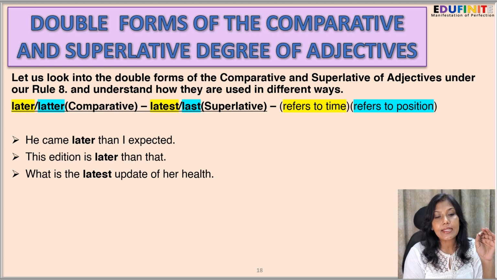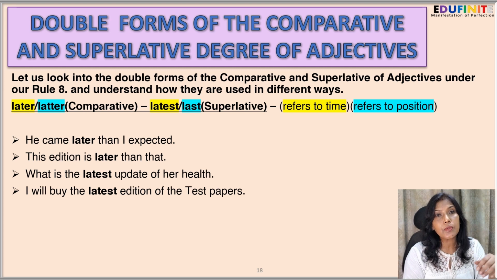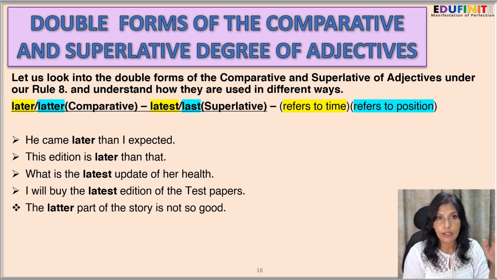What is the latest update of her health? Now this is the superlative form. So latest update means here, what is the latest news about her health? I will buy the latest edition of the test papers. So the test papers that are out in the market, I'll go and check the one that has been printed the last. That means that is the latest. So I'll buy that one. So later and latest, they refer to time.